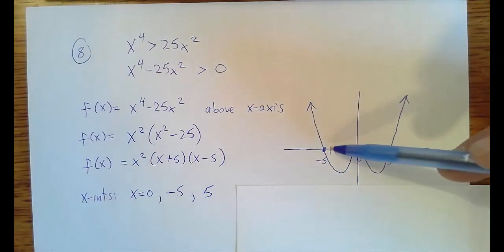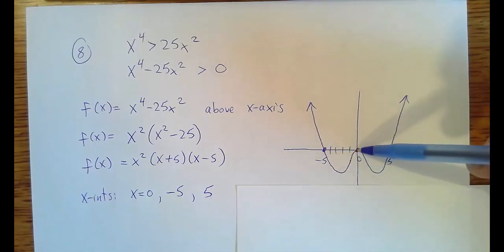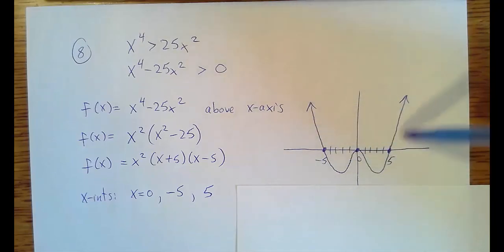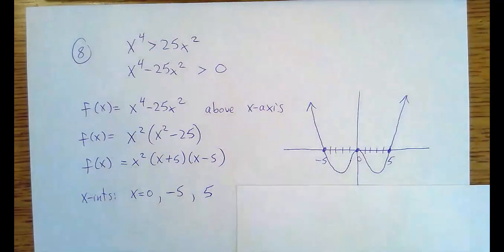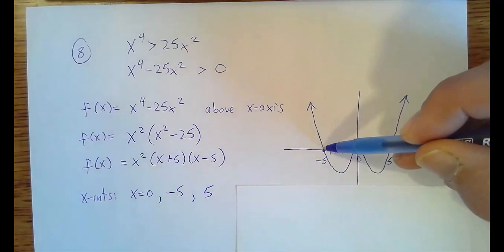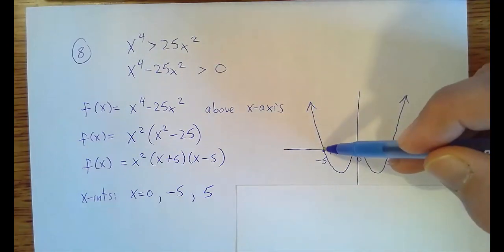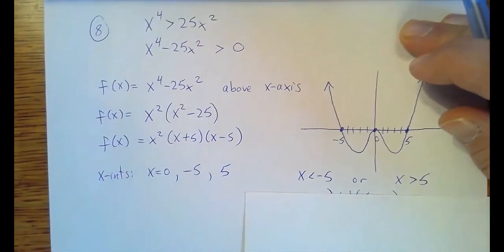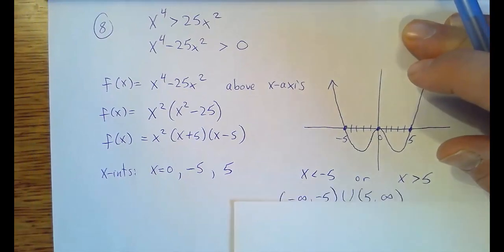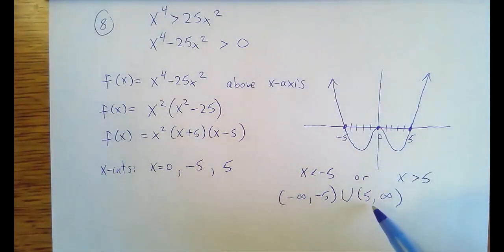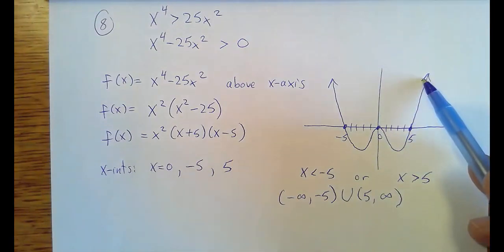We have three x-intercepts. We have a single 0 at -5. We have a double 0 at x equals 0, and then a single 0 at 5. And the tails will both point up. So here's the graph of f of x. And we see that the graph of the function is above the x-axis when x is less than -5 or when x is greater than 5. So the solutions to the original inequality will be these x values. And so in interval notation, we have from -infinity to -5 union from 5 to infinity.